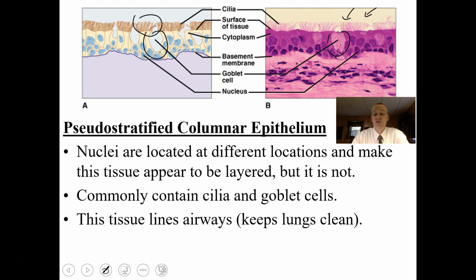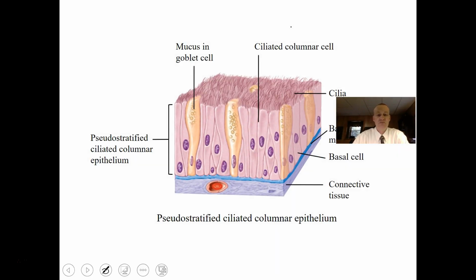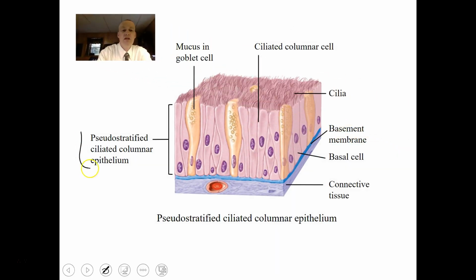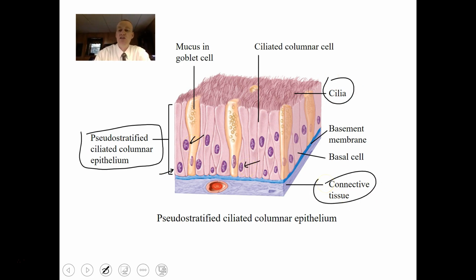So if you smoke cigarettes, it actually destroys the cilia. And if you've ever seen somebody that smokes a lot, they have a cough. That cough is the smoker's cough, and it occurs because their cilia have been damaged or destroyed. And to get rid of the mucus that's in the airways, people have to actually cough it out. And here's what a pseudostratified ciliated columnar epithelium looks like in the artist rendition. You can see the cilia, you can see the nuclei are at various different locations, making it look like it's layered, but they are connected to the basement membrane and connective tissue underneath.